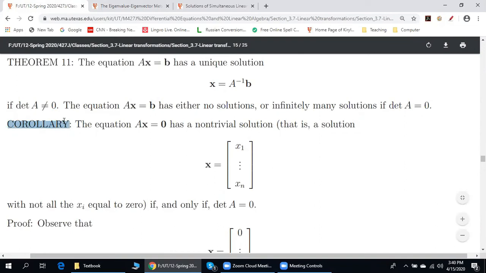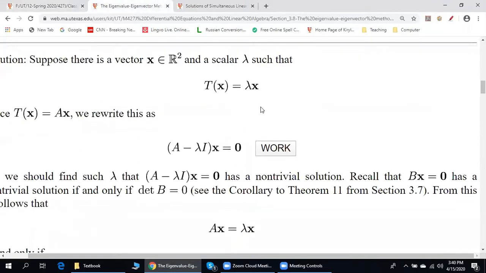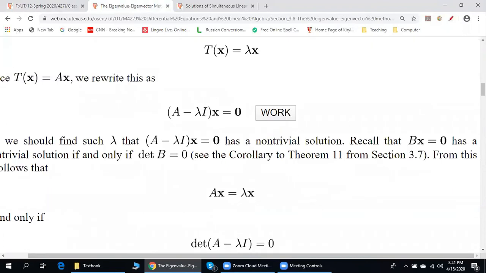This corollary says that a homogeneous system has a non-trivial, non-zero solution if and only if its determinant is equal to 0. Conclusion: determinant of B is equal to 0. And since B is A minus lambda I, determinant of A minus lambda I is equal to 0.